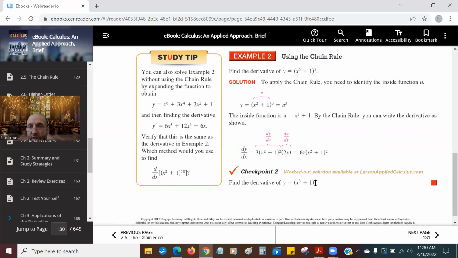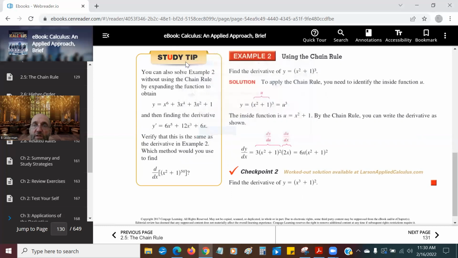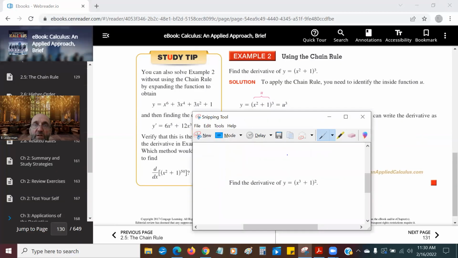This is a nice, simple example. I'm going to take a picture of it, and we'll work it out in our little, let me just snip it. And here we go. That's snipped.